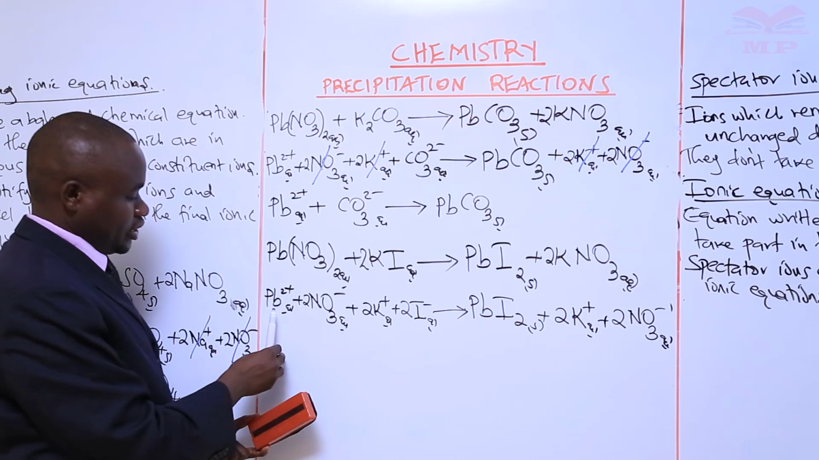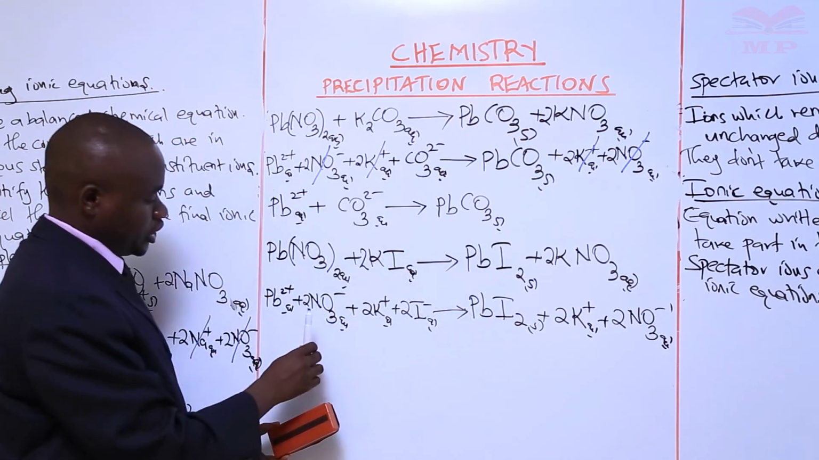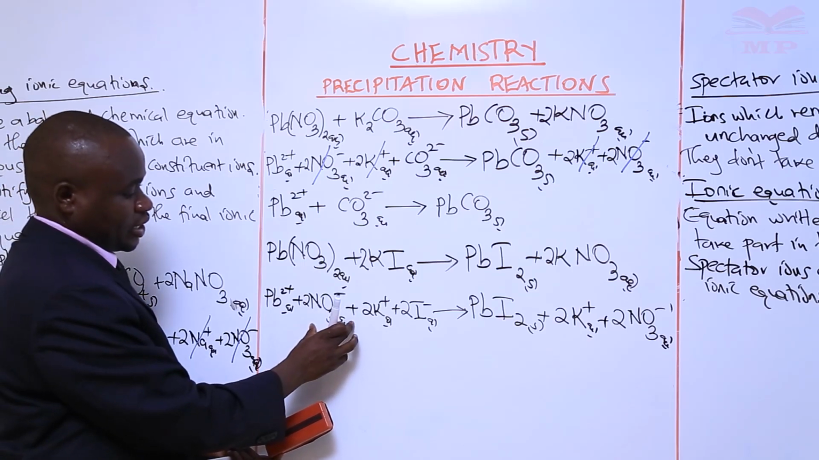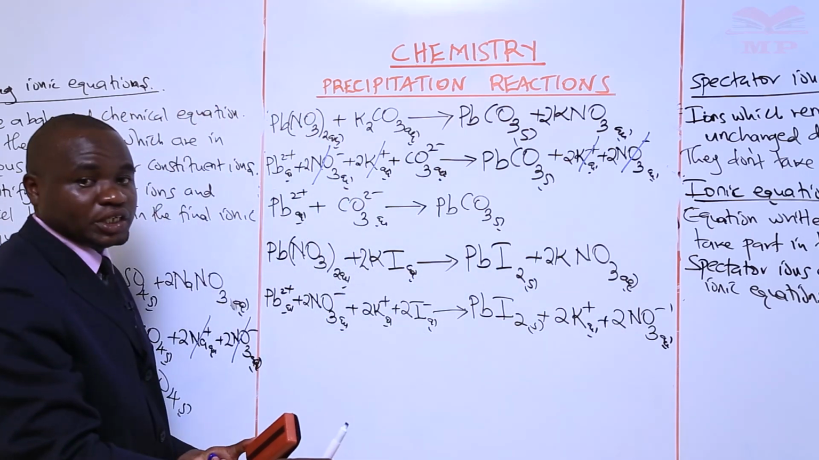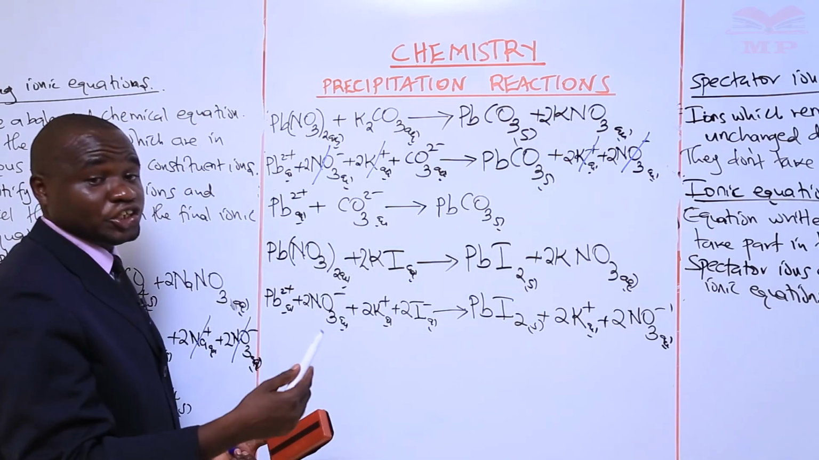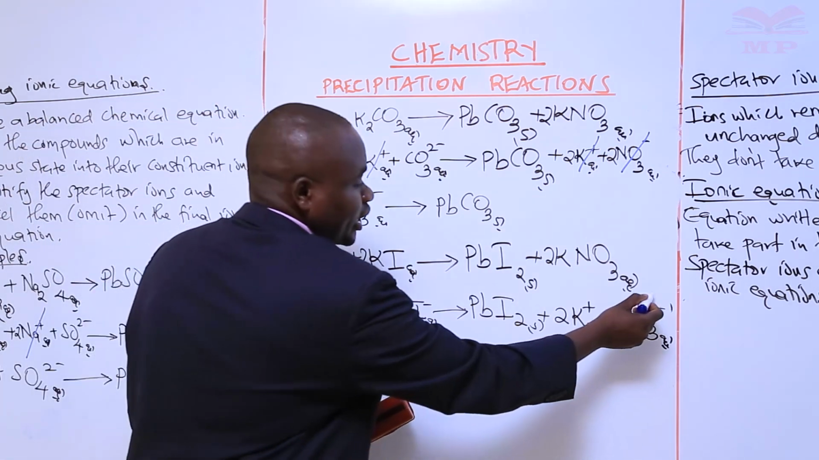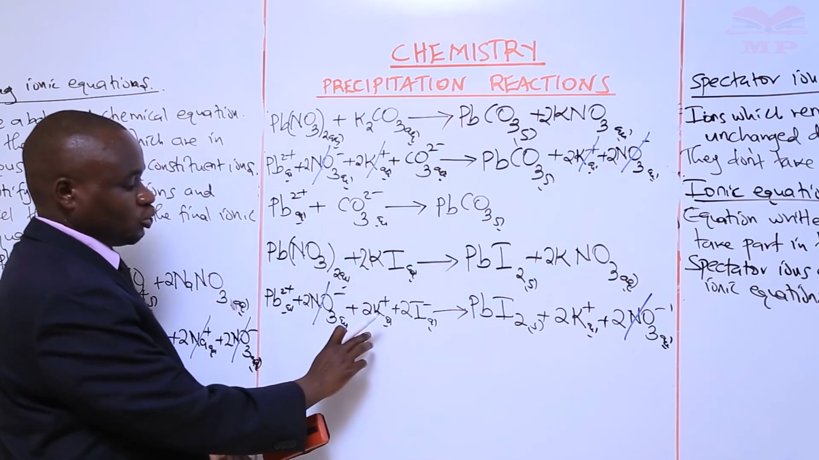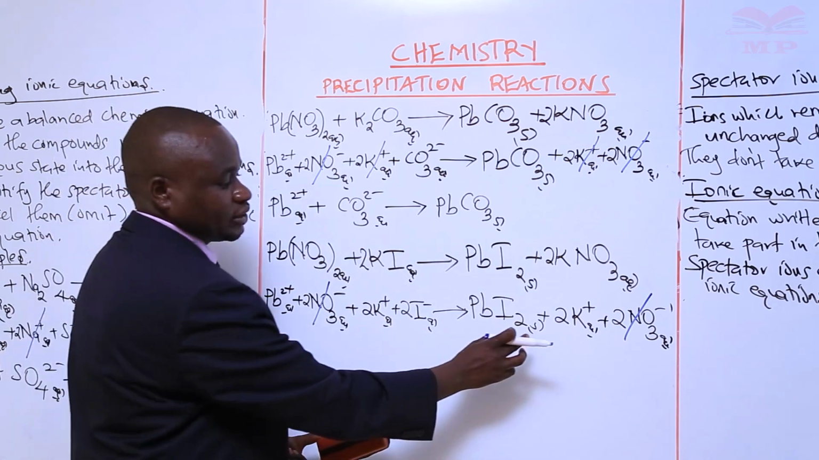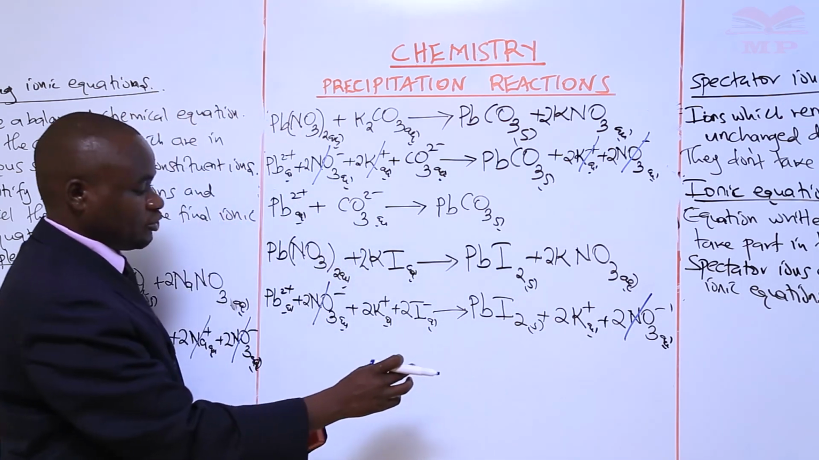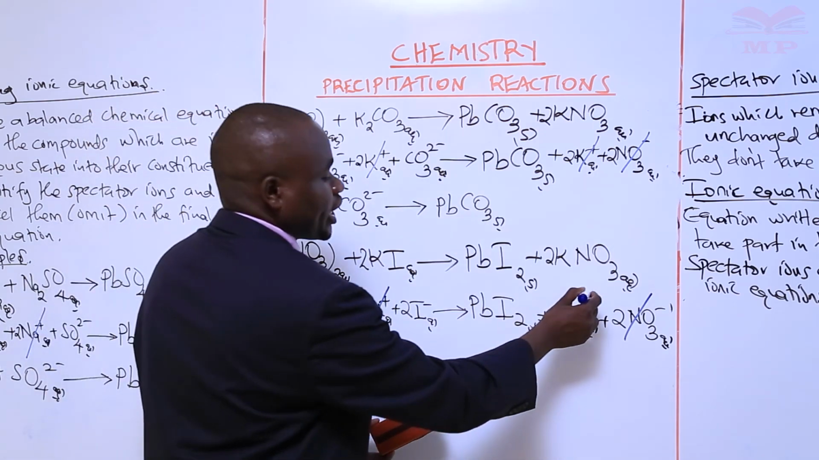So you start lead at the start aqueous, the end solid. So lead has undergone a change. Come to nitrate, at the start aqueous, at the end aqueous. So nitrate, as you can see, ions, they have not undergone any change. Therefore, they are spectator ions. So we cancel nitrate and nitrate. Come to potassium. Potassium at the start aqueous, at the end aqueous. They have not undergone any change. Therefore, they are also spectator ions, so we cancel.